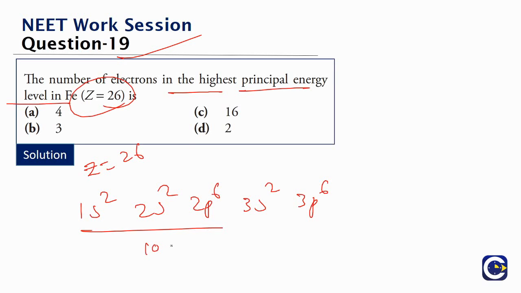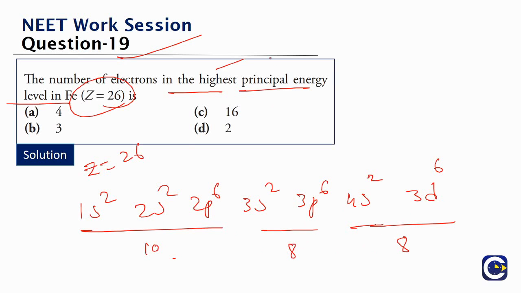Already we can just check. So 10 are over. 3s2, 3p6 means 8 are over. Okay, so totally 18. Then after 3p we will fill 4s. 4s will fill 2 electrons. Then comes 3d. 3d will be having 6 electrons. Check it. So here again 8. So 10 plus 8 is 18. 18 plus 8 is what? 26. So this is the arrangement.